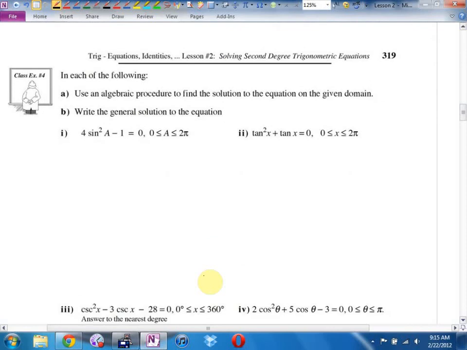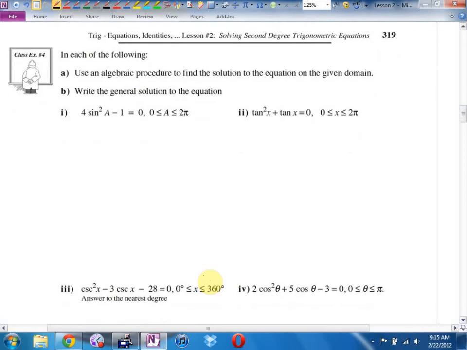Next page. So it says, in each of the following, use an algebraic procedure to find the solution on the given domain, and then write the general solution. Okay.